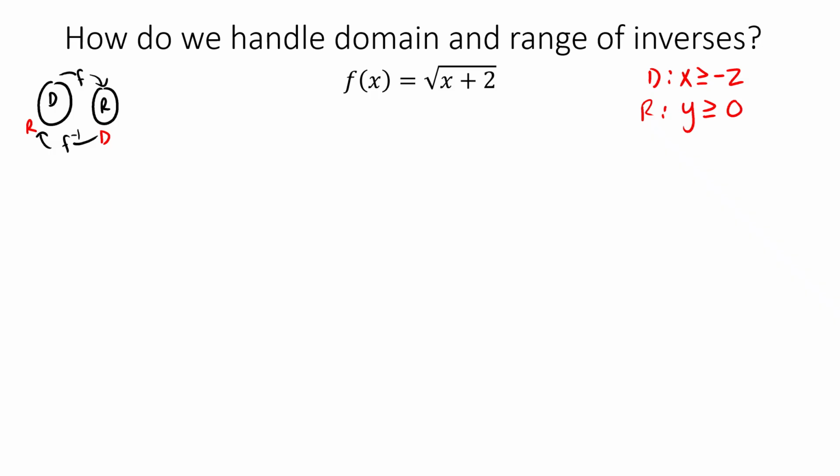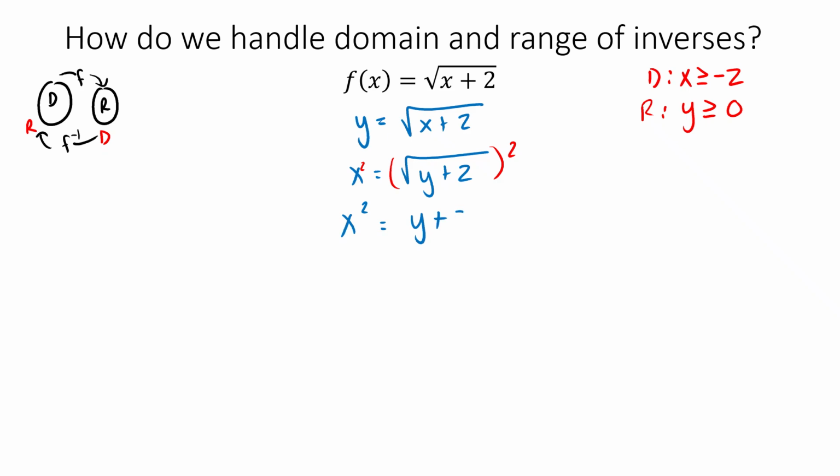So let's see what happens when we find the inverse. I'm going to do that little sub out of the notation. I switch the x and the y. Now I'm going to square both sides. So x squared is equal to y plus 2, and we'll subtract 2 from both sides. And last but not least, I want to change that notation over.